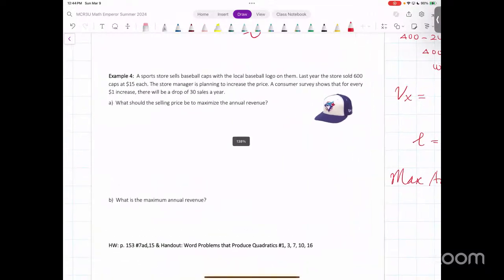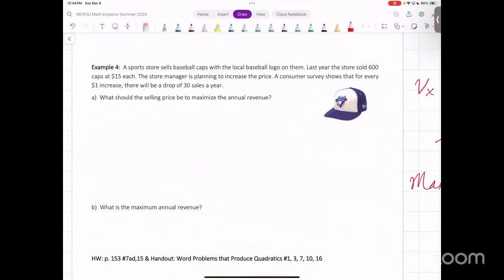That's okay. So going back to the next one. This is exactly what I'm talking about, the next two. The sports store sells baseball caps with the local baseball logo on them. Last year, they sold 600 caps at $15 each. Let me go back and show you guys the picture here. Number of items sold, price.